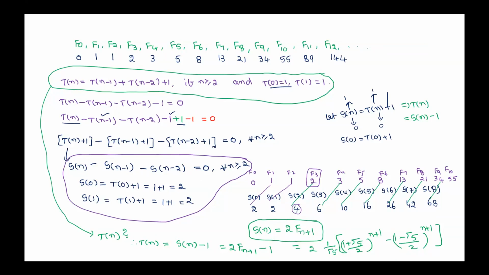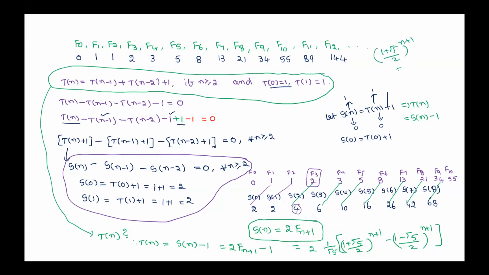Why? Because the other term is a power n term being subtracted here, so this term has less value. So (1 plus root 5 by 2) whole power n plus 1 is its order of growth. Is that clear to everyone? Yes, sir.